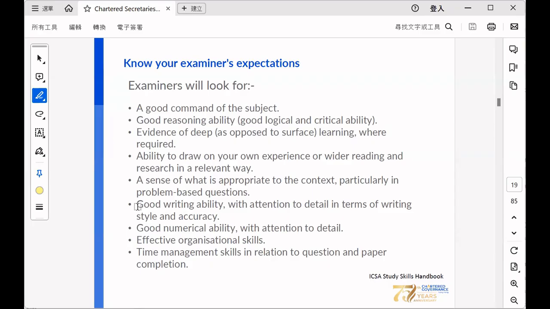Time management skill is very commonly said. At times, I do see that some candidates give very rushed answers for the last questions. That means that they have not allocated time appropriately.